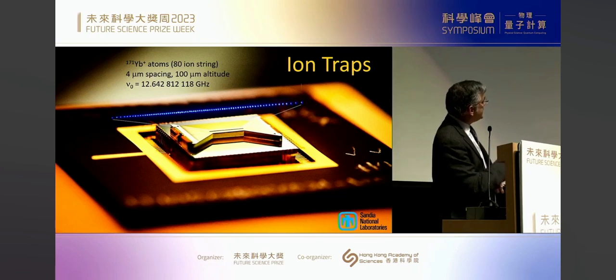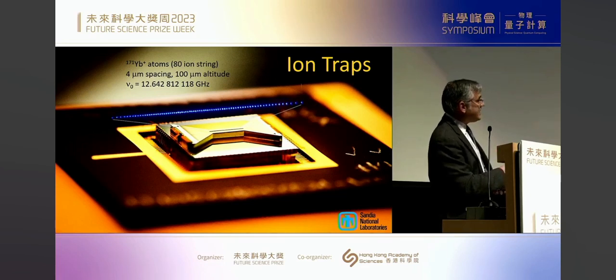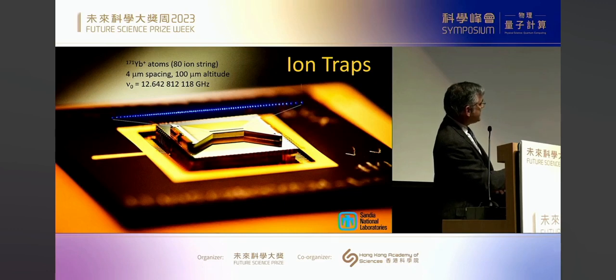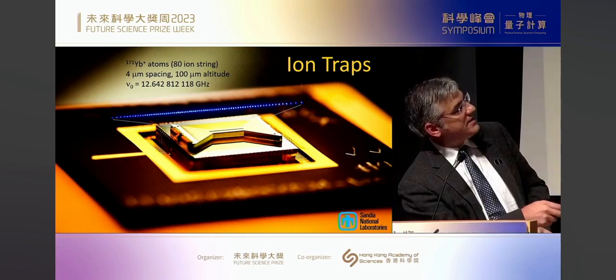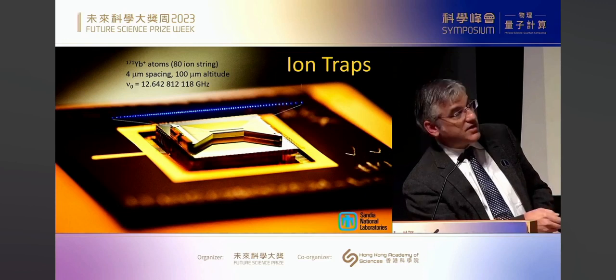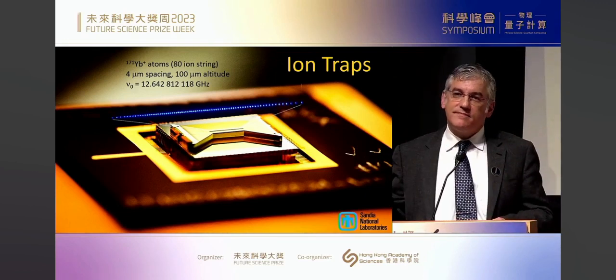There's 80 of these. These are ytterbium-171 ions. They occupy a space that's been blown up and put on this figure here. This is 1 centimeter across. These ions occupy a space of about half a millimeter sitting above that chip. And by the way, this chip is in a vacuum chamber.